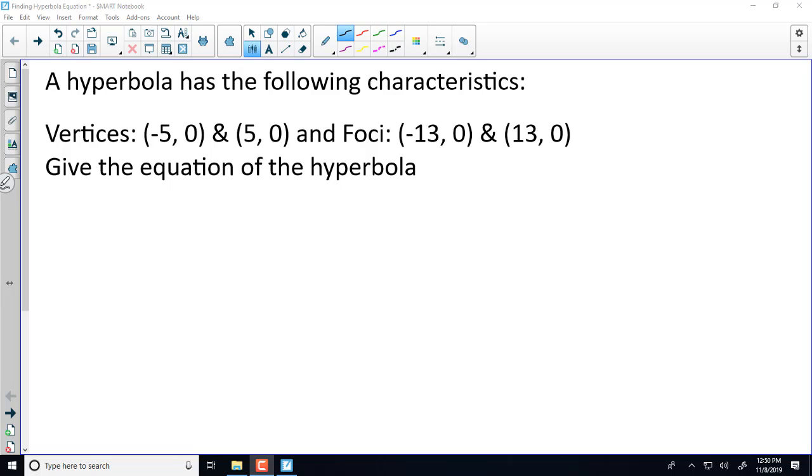Okay, so a hyperbola has the following characteristics. Vertices at (-5, 0) and (5, 0), and foci at (-13, 0) and (13, 0). Give the equation of the hyperbola.